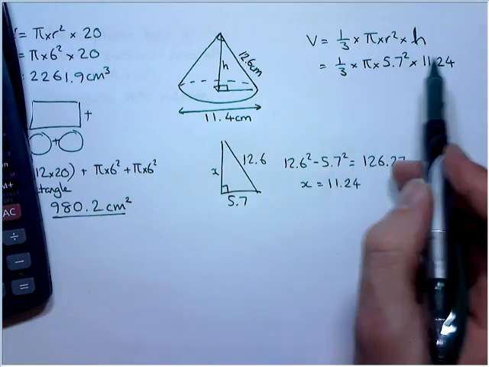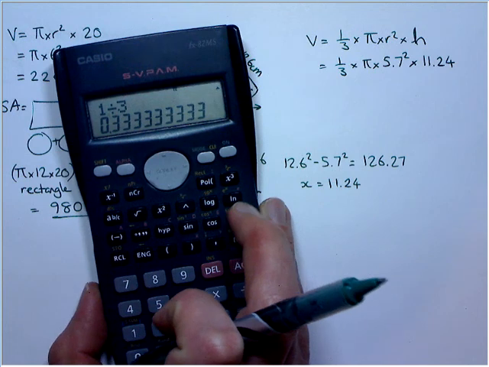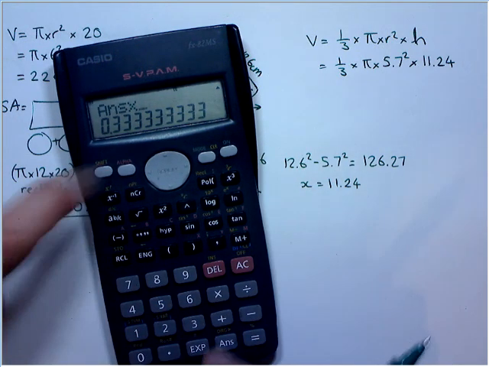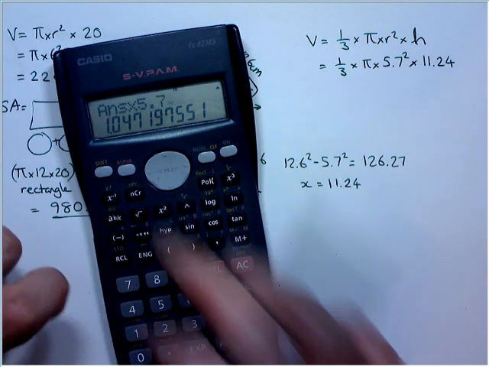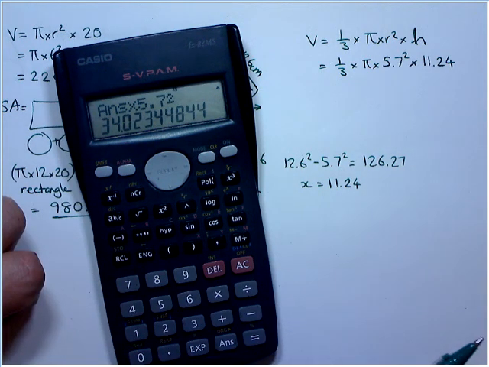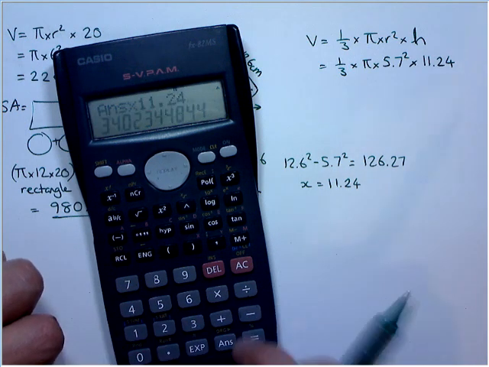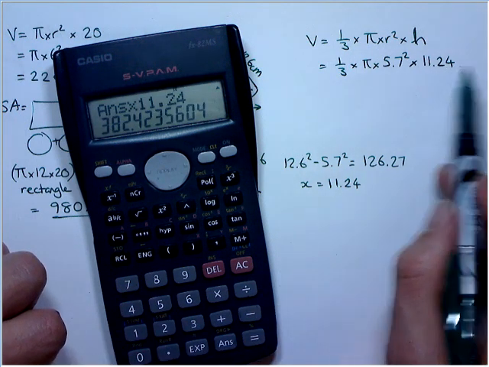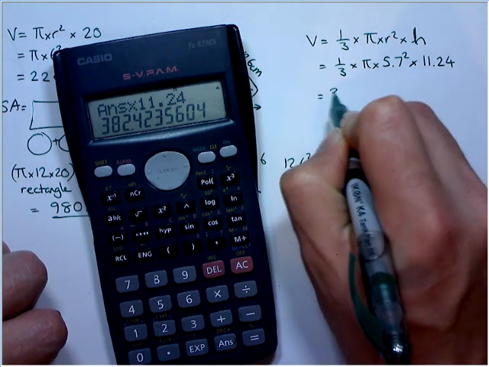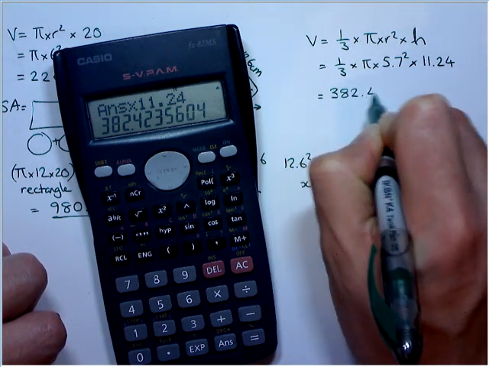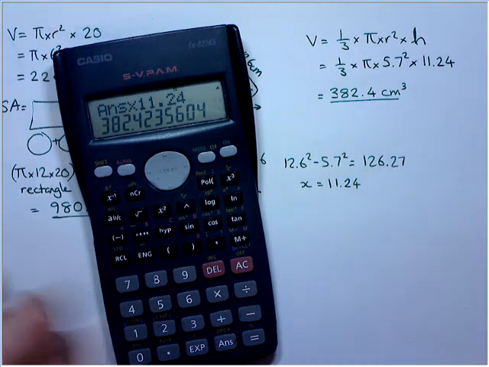So I'm now going to punch this in. So 1 divided by 3 gets my third. I'll just show you what I'm typing in. Times pi equals times 5.7 equals, I just love to hit equals so I don't make any mistakes, times 11.24. And I have rounded that. It's probably better if you can include a few extra numbers, but it shouldn't make too much of a difference. So there we have it. That is the volume of the cone.